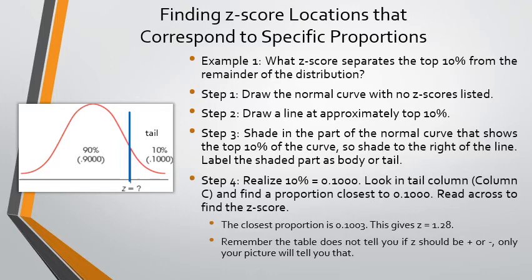Now you have to remember, the table doesn't tell you if the z-score should be positive or negative. Only your picture will tell you that. In this case, the picture is to the right of 0. It's on the right side of the curve, so the answer will be positive. So a score of positive 1.28 separates the top 10% from the lowest 90%.